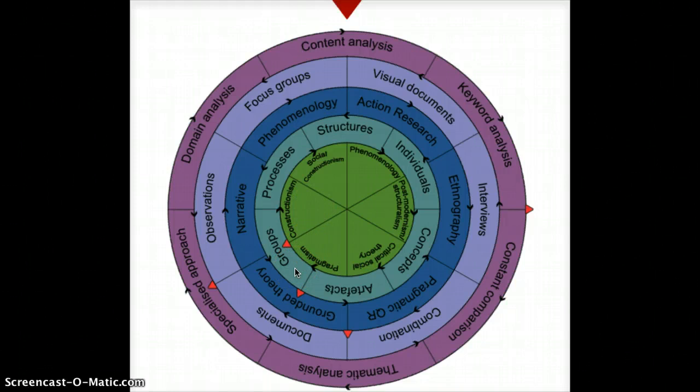The second ring is phenomenon. And this is, what is it that the researcher really wants to study, really wants to get in there and look at? And we have, again, 6 choices that people often choose from when designing qualitative studies. Those are groups, processes, structures, individuals, concepts, and artifacts.